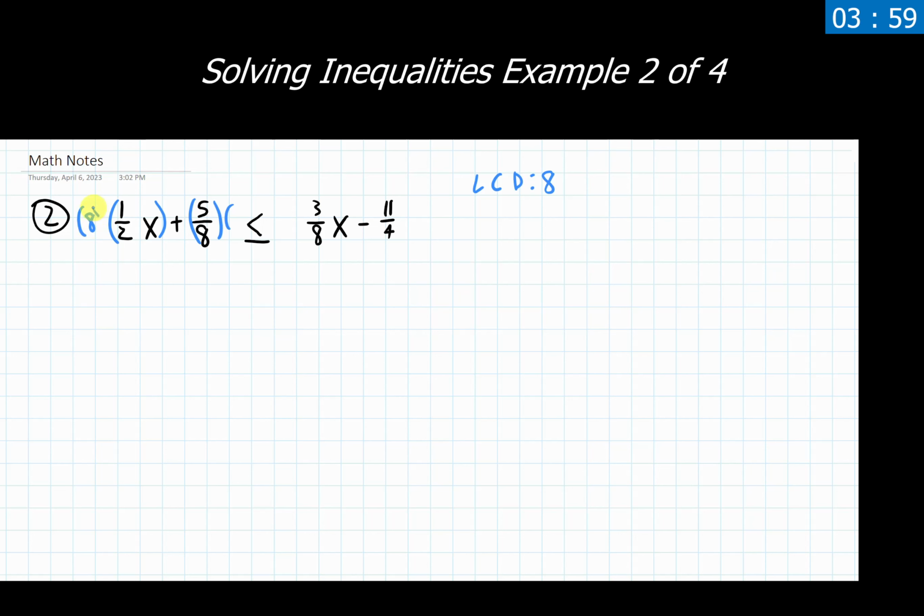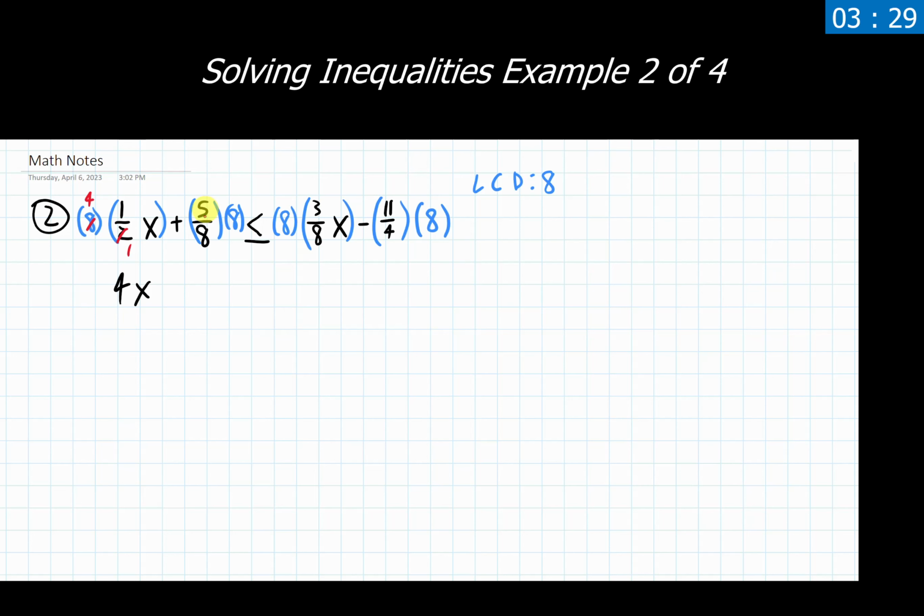Everything is going to get multiplied by this lowest common denominator, which is 8. Remember, if it has a fraction, great. If it doesn't have a fraction, great. It's all still multiplying by 8. Now at this first part, I have an 8 in the numerator spot, 2 in the denominator. So that means these things are going to cancel. The 8 becomes a 4, 2 becomes a 1. And I end up getting 4 times 1, which gives me 4x.